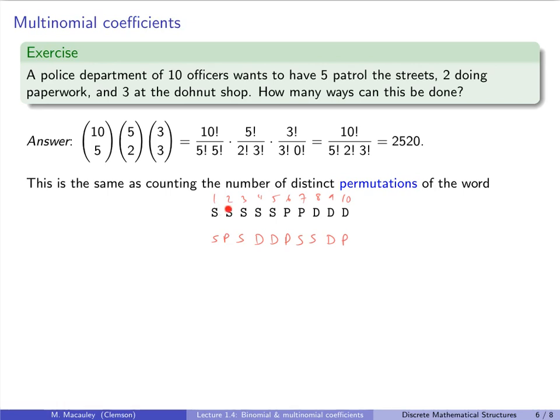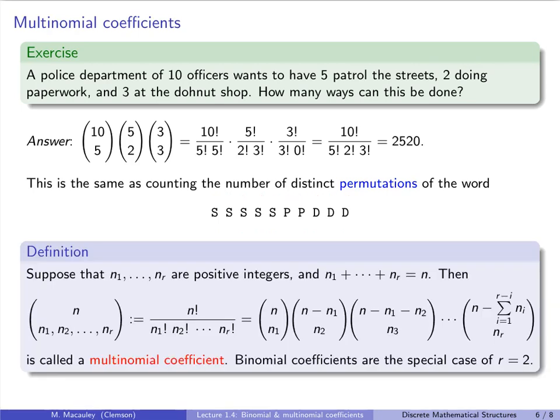So this first one says that the first five officers have street duty, the next 2 have paperwork duty, and the last 3 go to the donut shop. And this one says officer 1 does the streets, officer 2 does the paperwork, officer 3 does the streets, 4 goes to the donut shop, and so forth. So the number of distinct words here that you can form is precisely what we are trying to count.